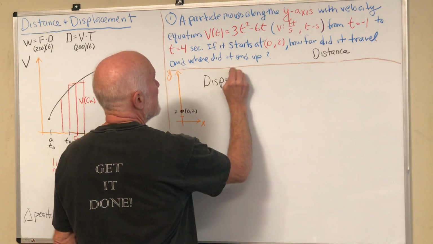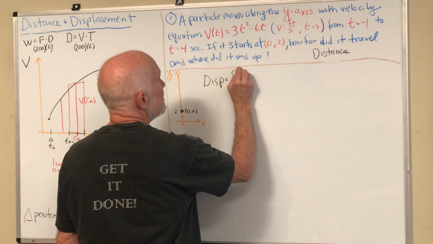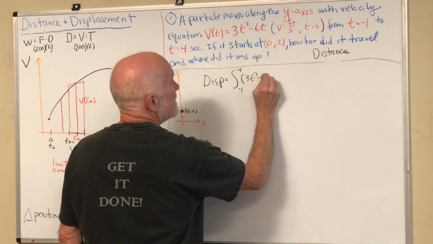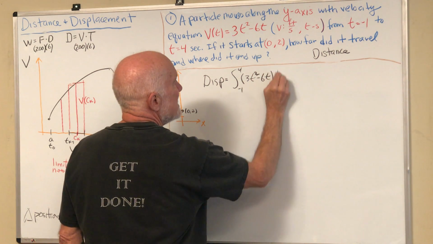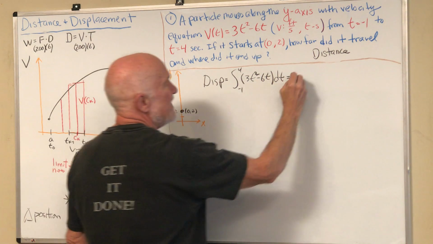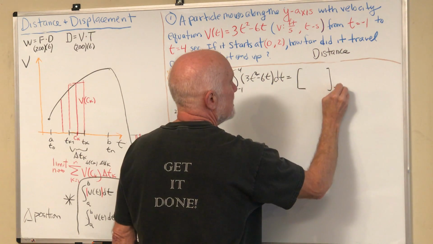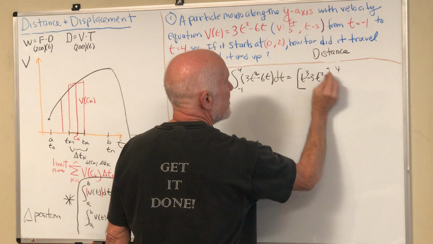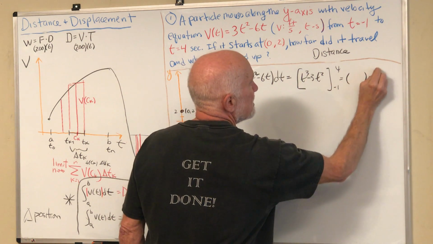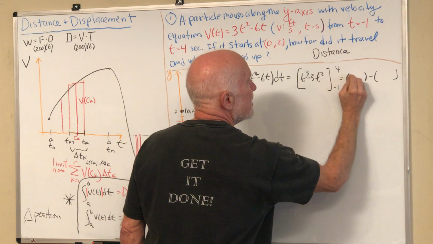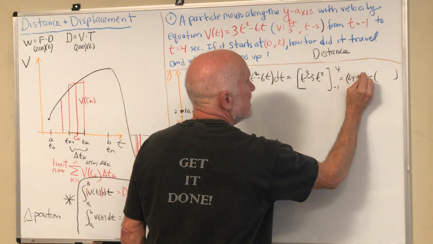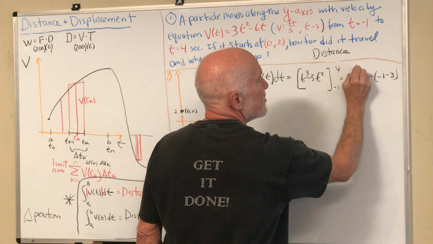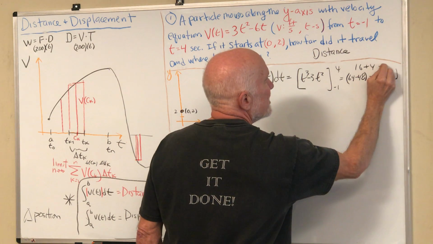first. It's the integral from -1 to 4 of v of t dt. And I can take that antiderivative, and I get t cubed minus 3t squared. And I get 64 minus 48. And when I put in -1, I get -1 minus 3. So 16 plus 4 is 20.